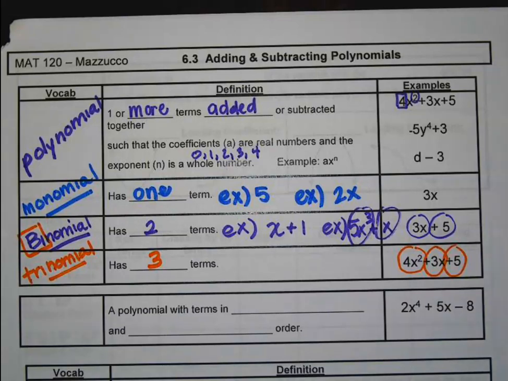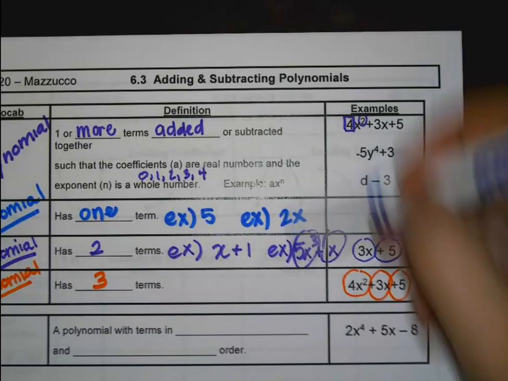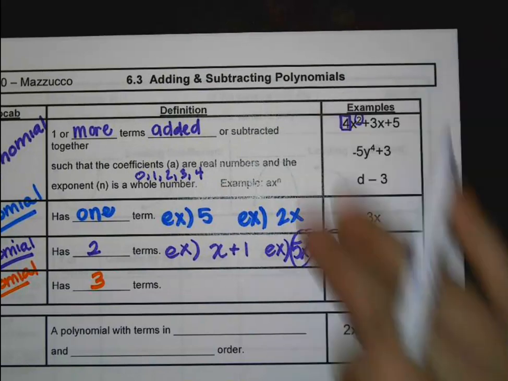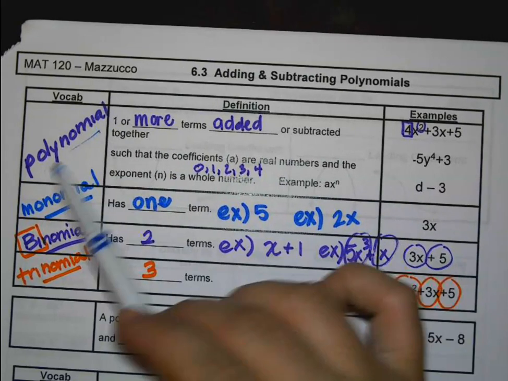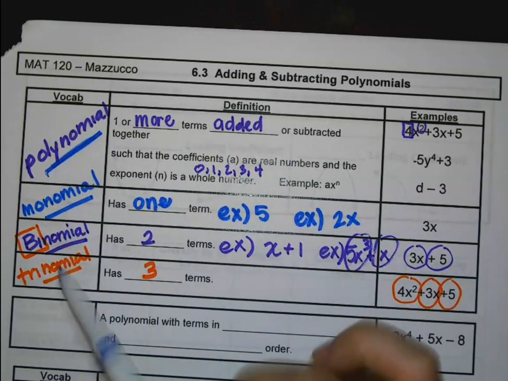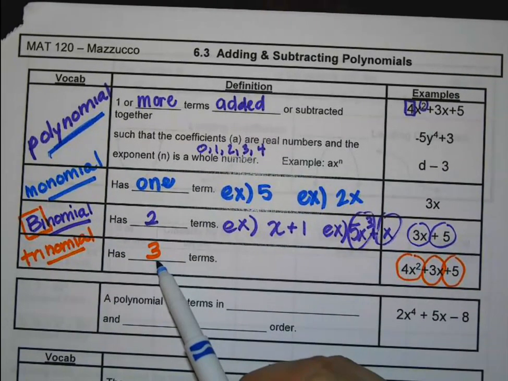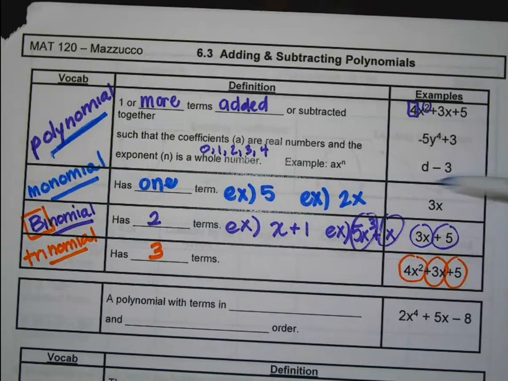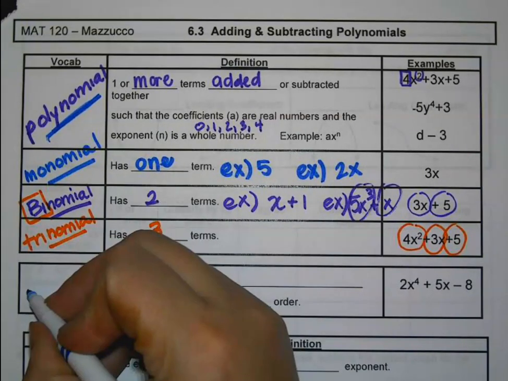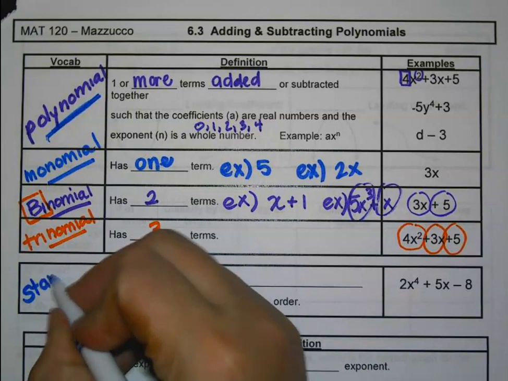Again, all of these are polynomials, just like we're all people, and these are more specific. Polynomial is the broad word, and these are more specific. So what if something has 4 terms? If something has 4 terms, then it wouldn't be any of these 3 words. We would just call it a polynomial.